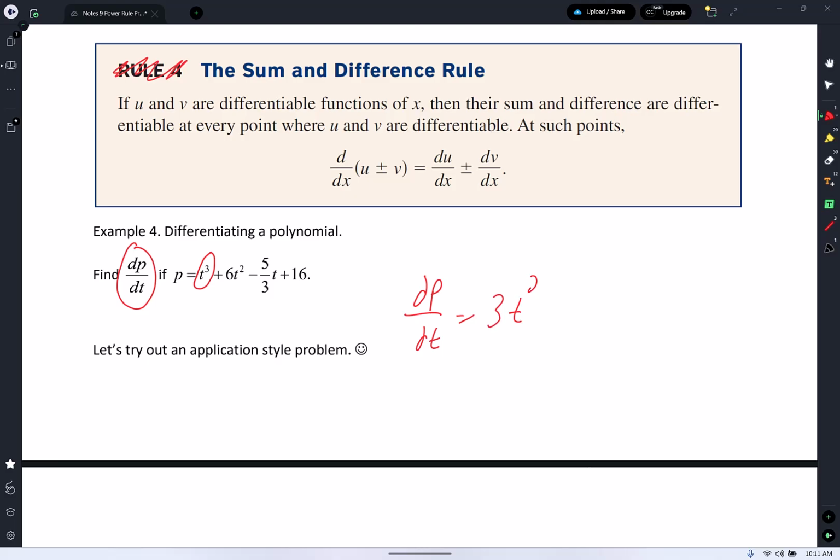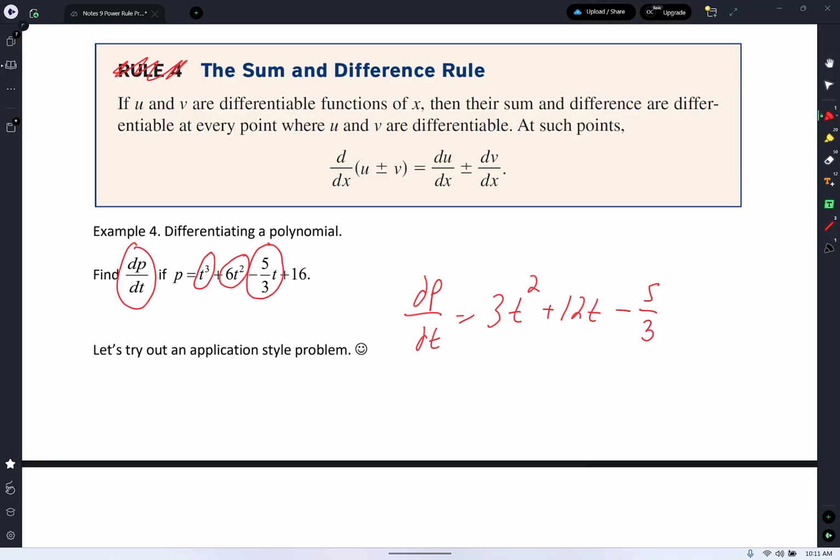3t squared. Done. Go to the next one. What's the derivative of 6t squared? So you could write 6 times 2t, or you could write 12t. The derivative of negative 5/3 t, that's a linear term, really. So it's just going to be negative 5/3.